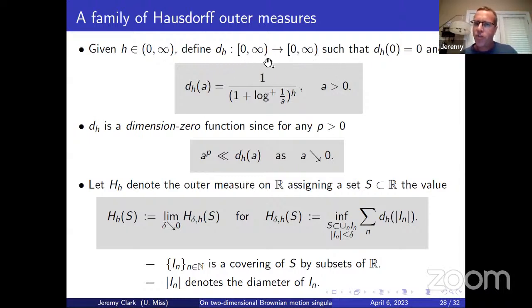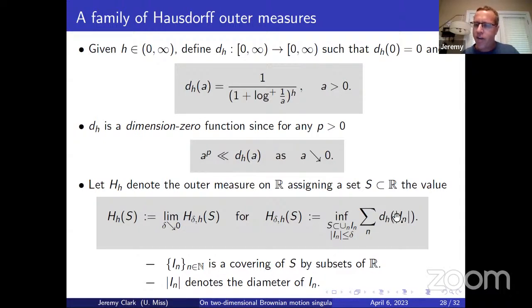So we define this function d that, instead of having a power function like we did before, depends on log, so it's basically a power function of the log function. You will notice that this function is bigger than any power function as a goes to 0. Why? Because it involves log. Then we define an outer measure using a very analogous formalism to what we had before.